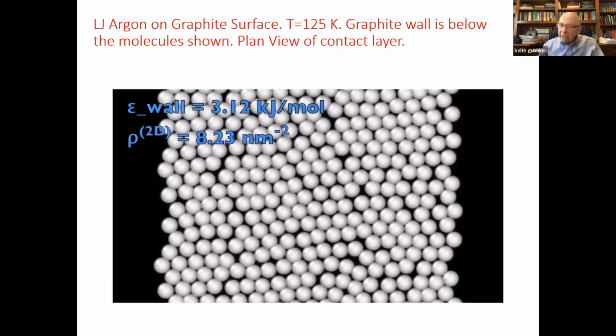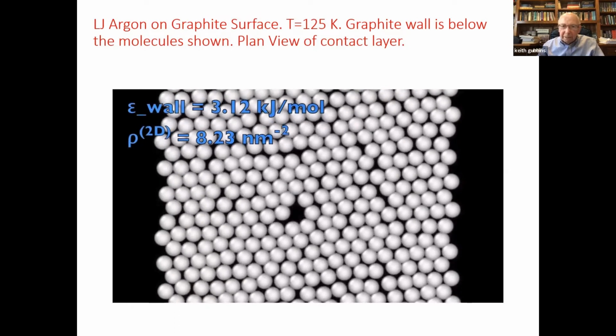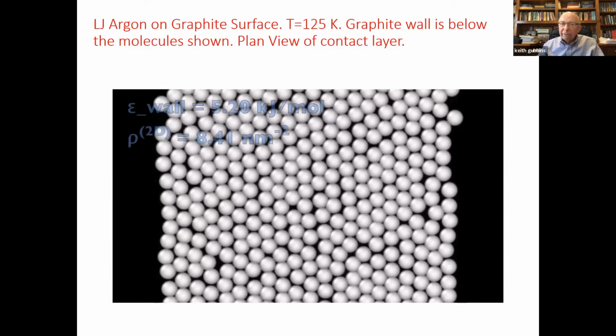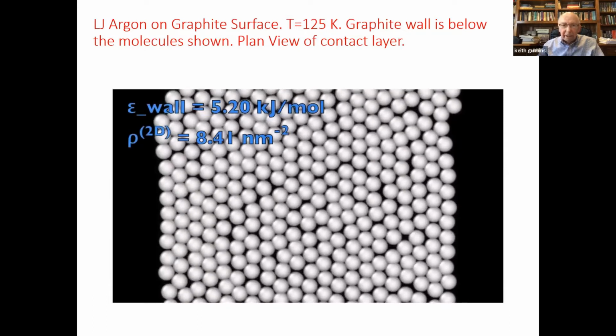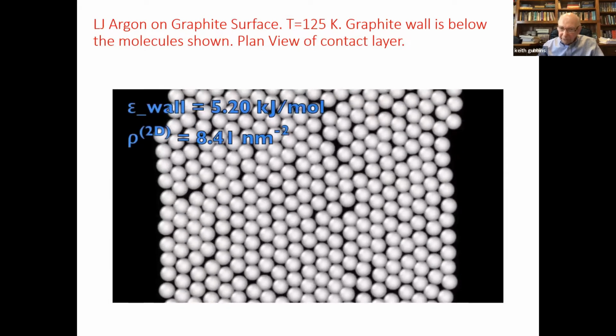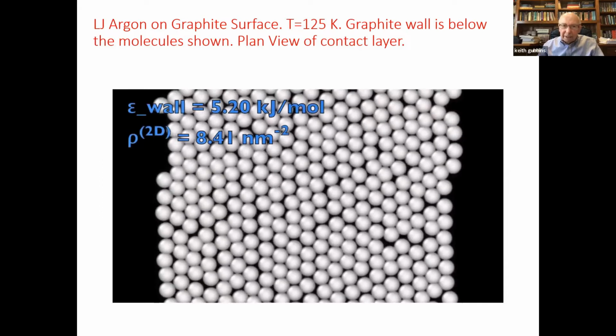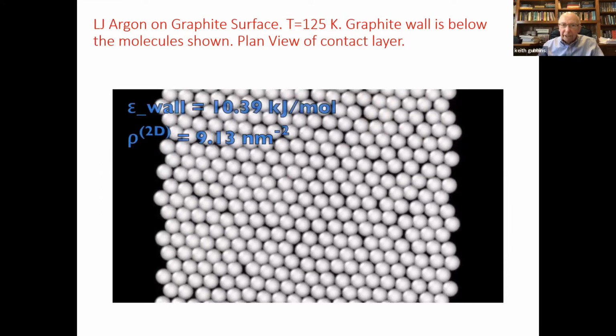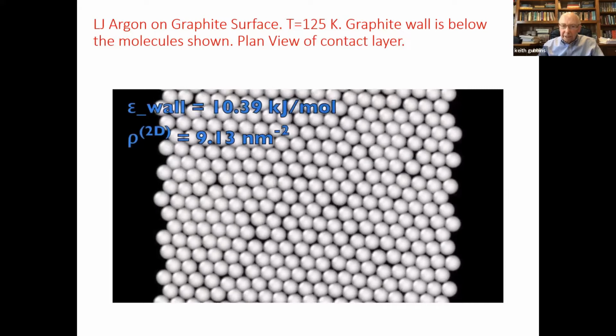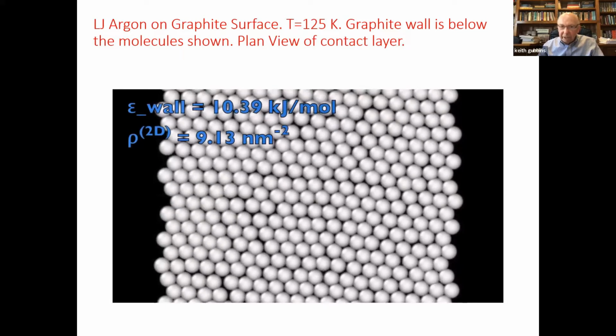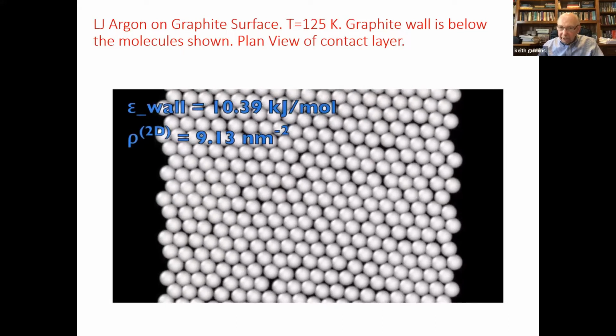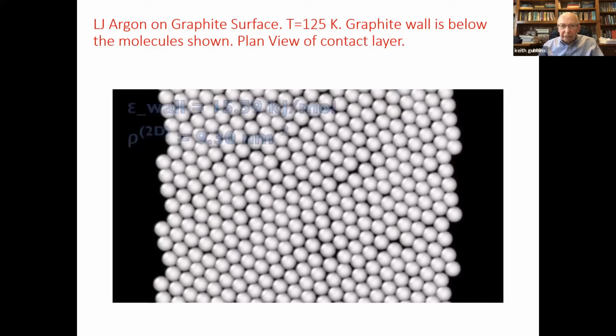It's still a fluid, but now it looks like a solid. It looks like a hexatic crystal. These molecules are on lattice sites, but they're vibrating about the lattice site. There's very little diffusion because it's a solid. And as we go up in wall strength, it becomes more and more confined, and these molecules become denser, and there's less motion.